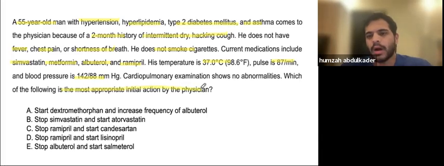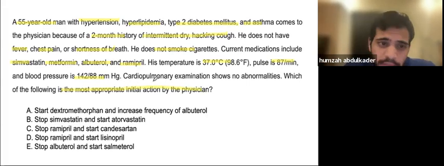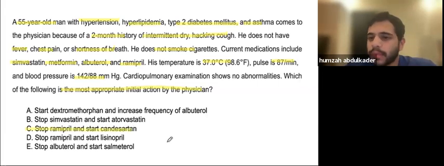By giving you all these negative symptoms, things that he doesn't have, they're basically telling you that it's not a pulmonary disease. They give you his medications, and out of all these medications, one of them does cause dry cough, which is ACE inhibitors, ramipril. You guys are saying it in the chat. It's correct. The answer here would be C. So we stop the ACE inhibitor and we start the ARB, because ARBs do not cause dry cough.